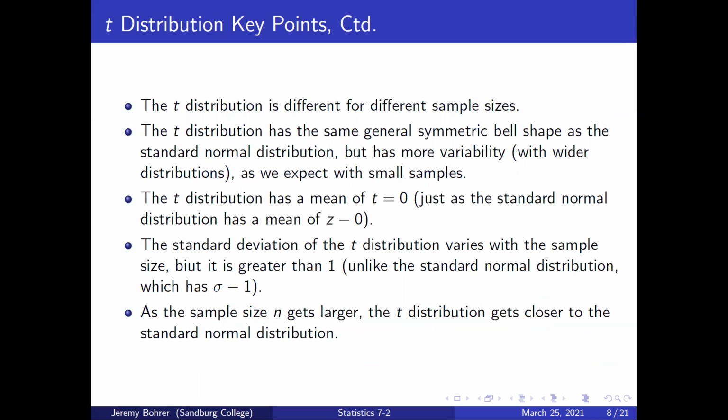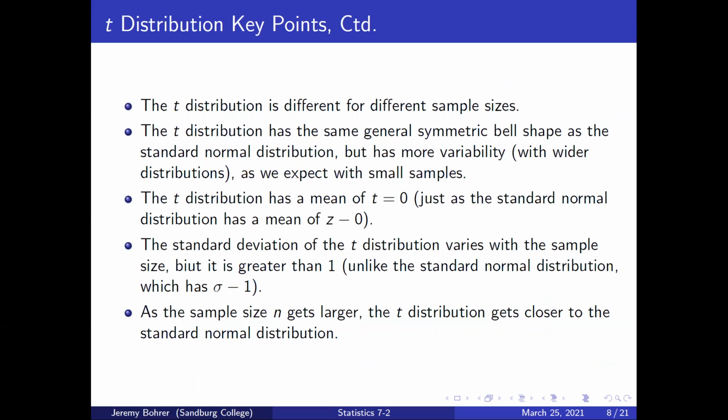The t-distribution is different for different sample sizes. The t-distribution has the same general symmetric bell shape as the standard normal distribution, but has more variability with wider distributions, as we expect with small samples. The t-distribution has a mean of t equals 0, just as the standard normal distribution has a mean of z equals 0.